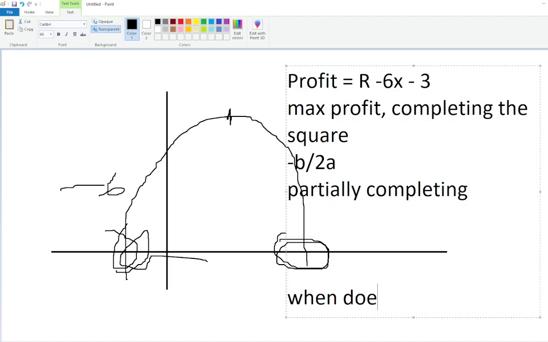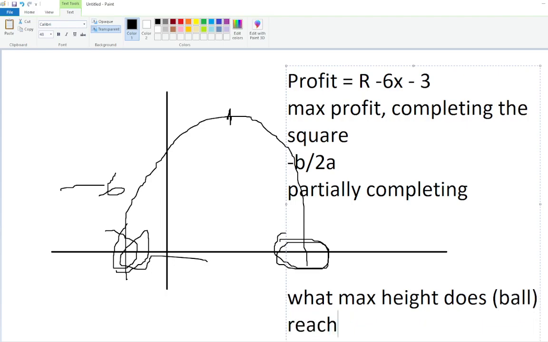When does the ball, what is the max height? What max height does the ball reach? Does whatever object reach? That's also the vertex. When the ball hits the ground, or break even, that's the other one.